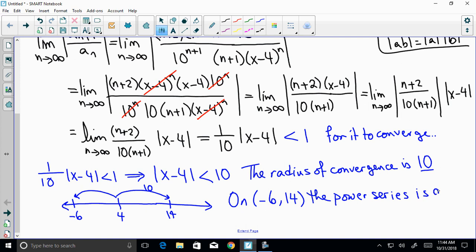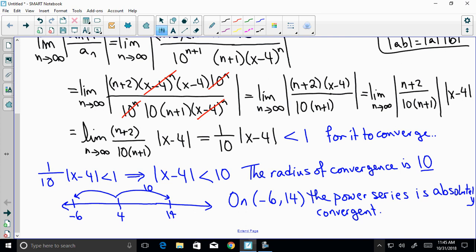is absolutely convergent. Right. Now, note I didn't say this is the interval of convergence. I'm just saying here it's absolutely convergent. There are 2 points I don't know about. One is negative 6. The other one is what point? 14. Okay? So I have to check those 2 points separately.